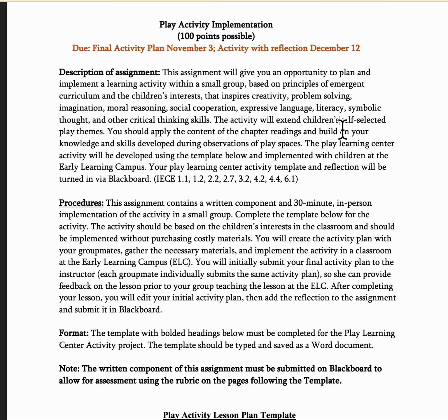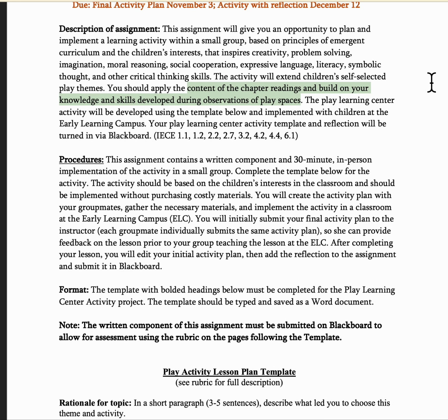These are self-selected play themes, which I've already talked to some of you about in terms of changing some of your activities. And if I've approved it, you got it. You want to look at content of chapter readings and be able to reference, at least for yourself at this point, what you have learned so far in the class and how what you're doing applies to that.